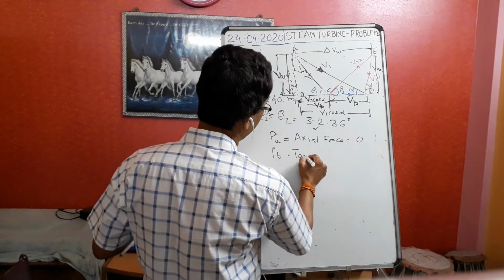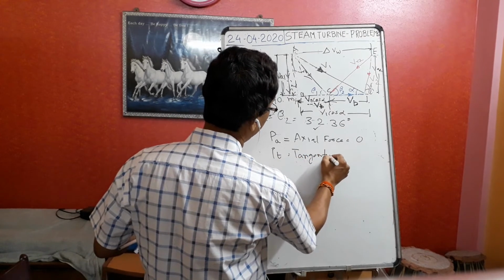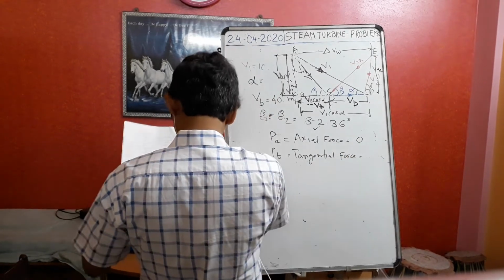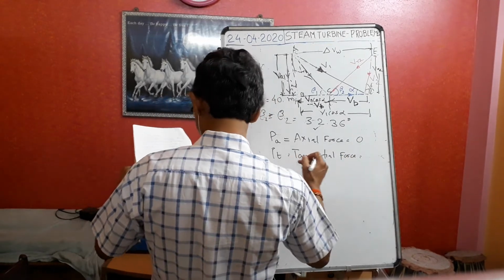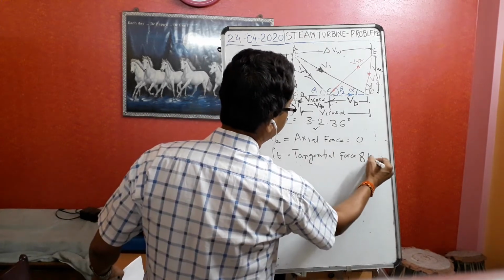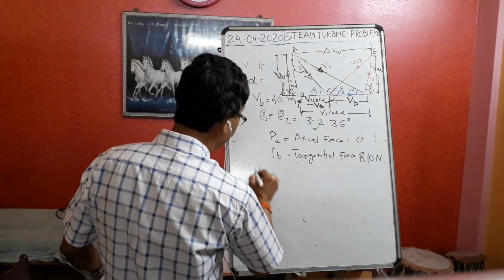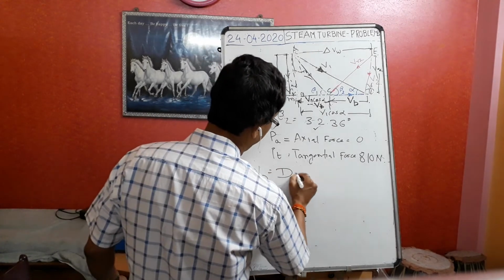Tangential force, how much have we found out earlier? 1080 or 810 Newton. Now what is the diagram power? WD, diagram power. This is called diagram power.